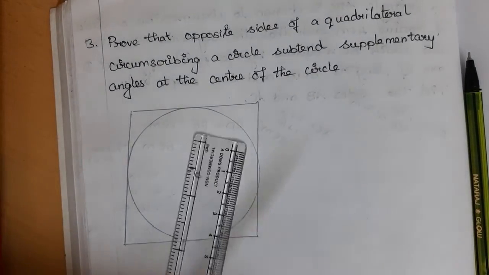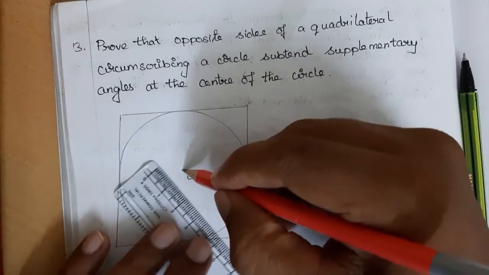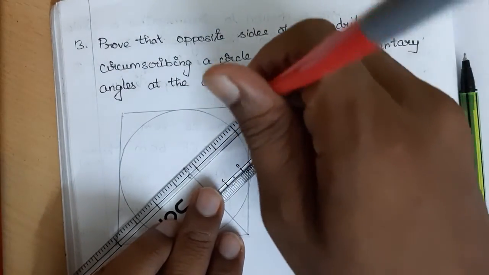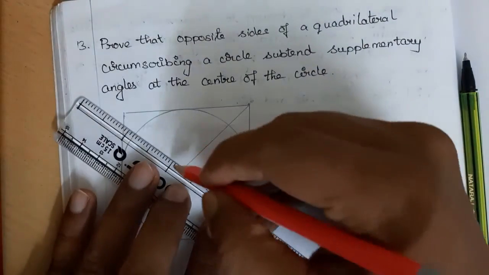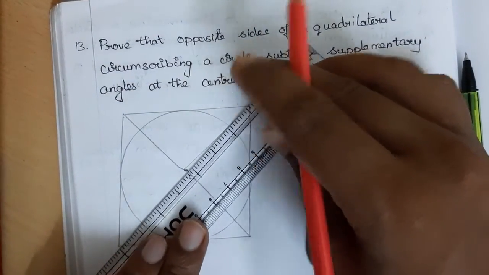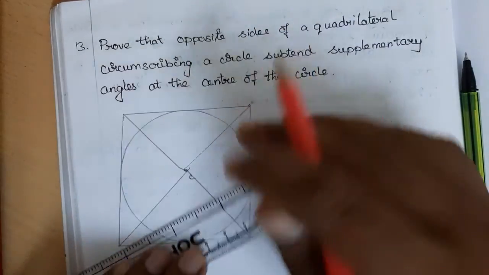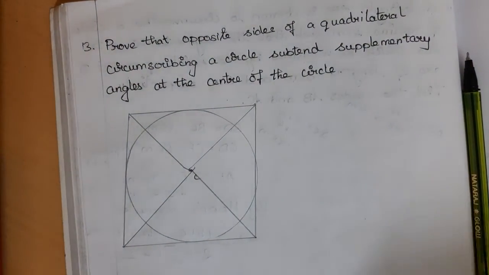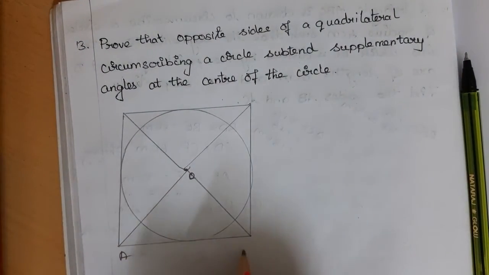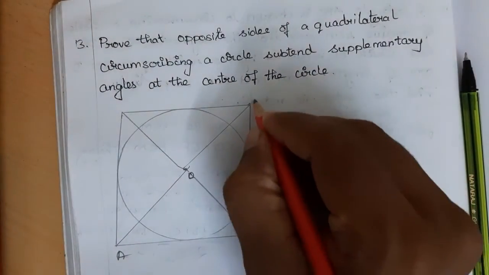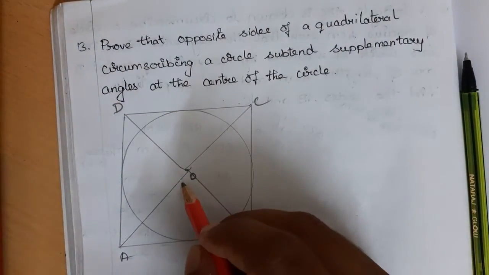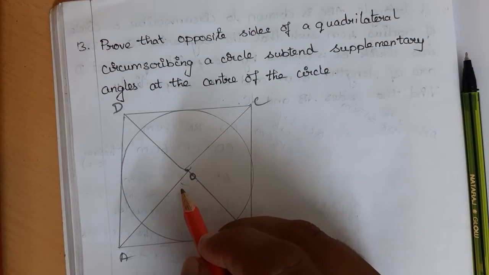So from the center of the circle, let me join all the vertices of the quadrilateral. And since it's a quadrilateral, we cannot say anything about the diagonals, right? So I joined four different ways. Let me name the quadrilateral as A, B, C, D, and this as O. So now we have to prove this for the opposite sides.